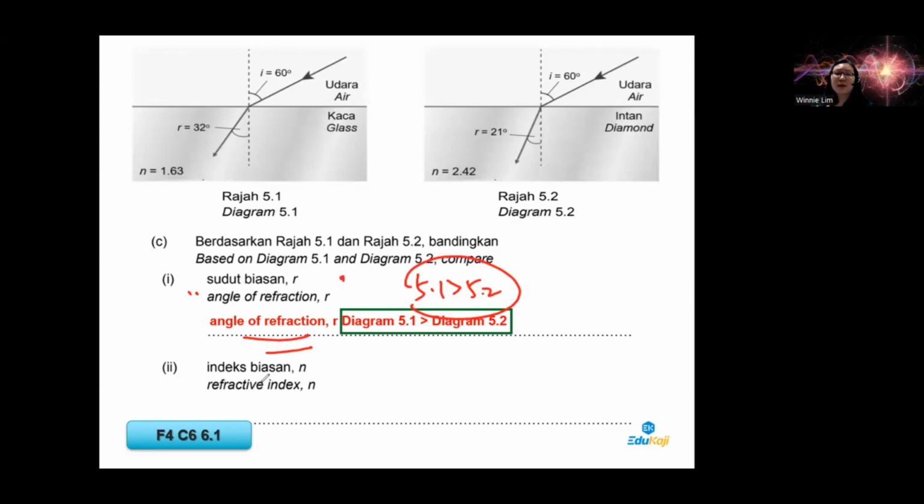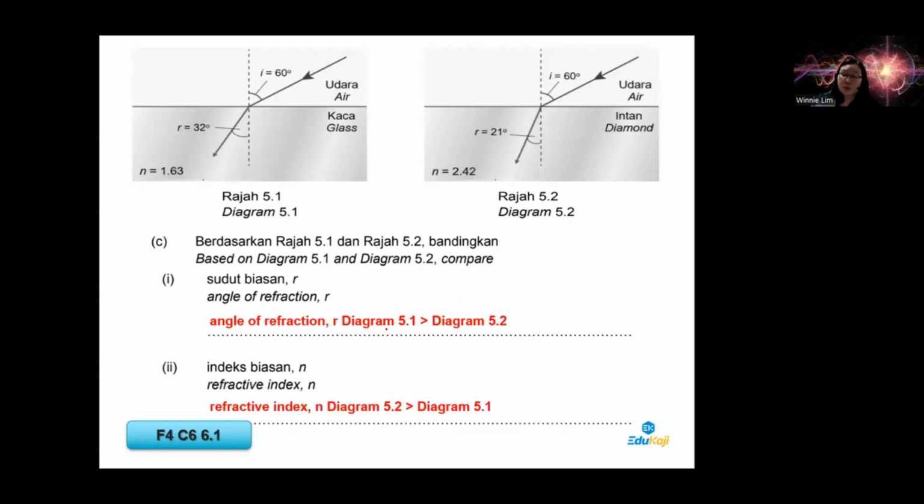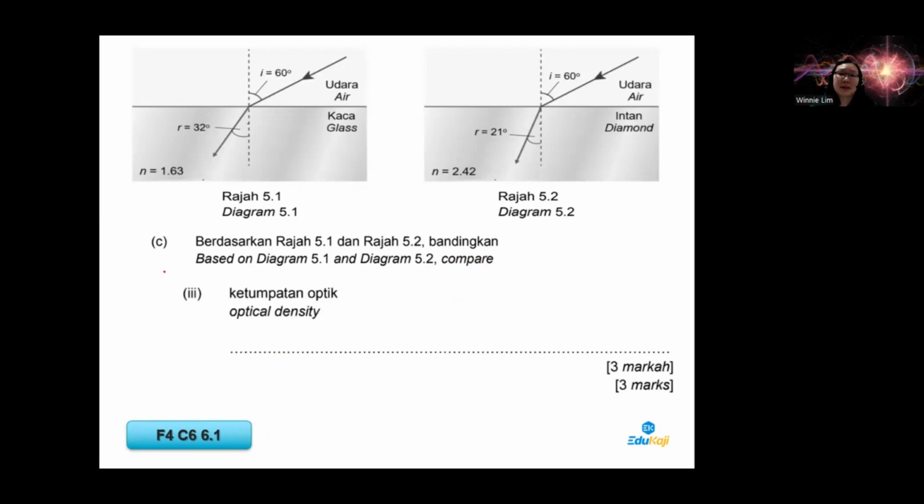Then refractive index, n. Right? You see, they give you the symbols. So the refractive index in 5.1 will be smaller than 5.2. You can use the full term like I mentioned: 5.2 bigger, 5.1 smaller. But you say refractive index. Okay, then optical density. Optical density you always relate with what? Relate with the refractive index. So if the refractive index is higher, basically the density of the object is also higher. So of course diamond has a higher optical density. Yeah, 5.2 has higher.